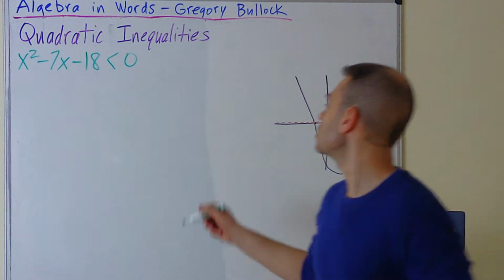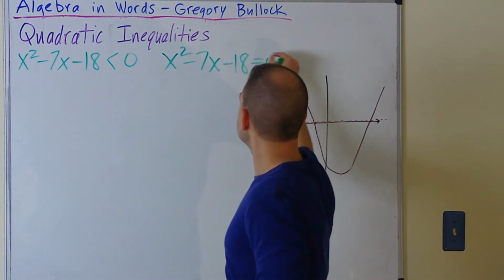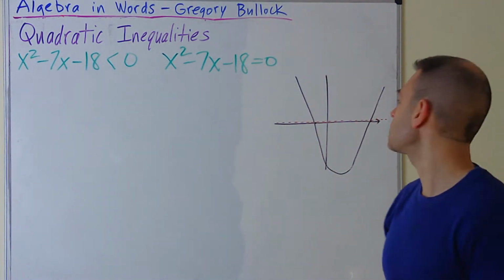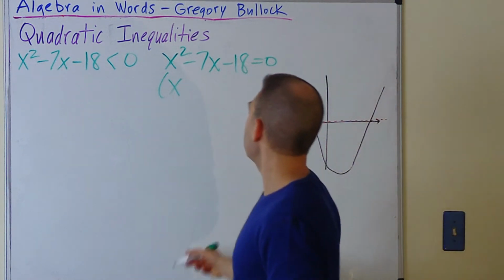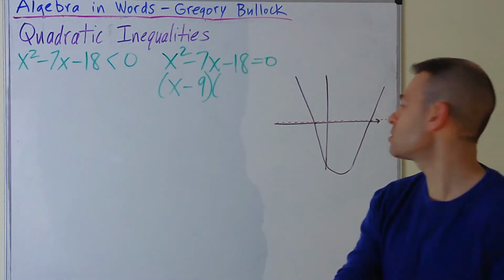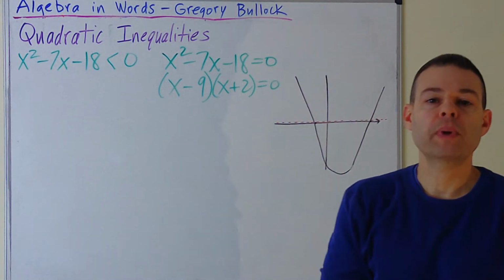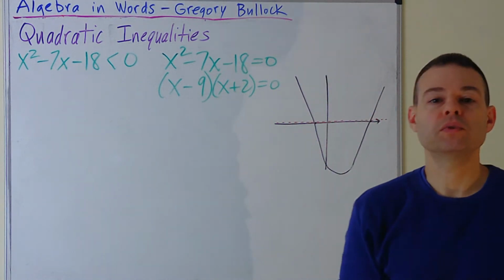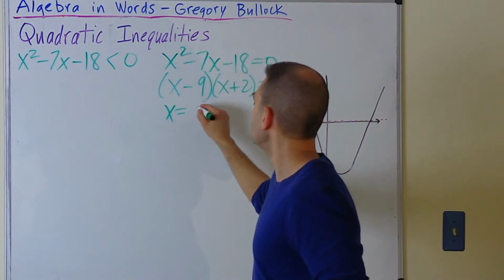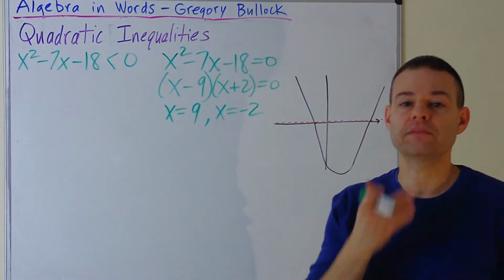If we made that an equation by setting it equal to 0, and then solving, we could solve this by factoring into x minus 9 and x plus 2. Set each binomial equal to 0, and we should already know how to do that, so I'm going to jump right to what they equal. x would equal 9, and x would equal negative 2. So we have 9 and negative 2.